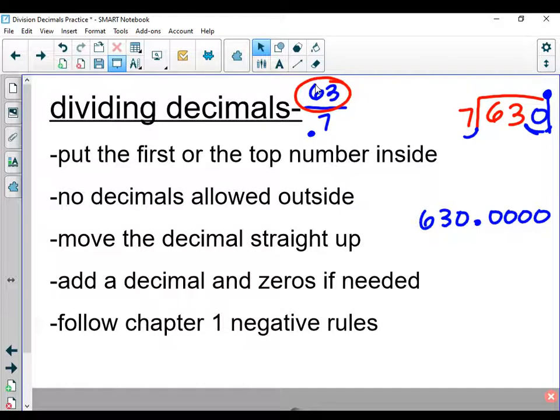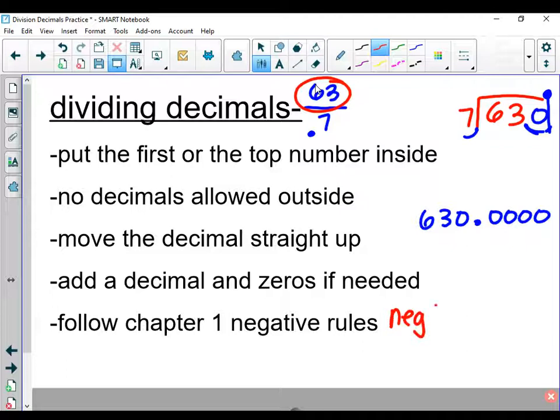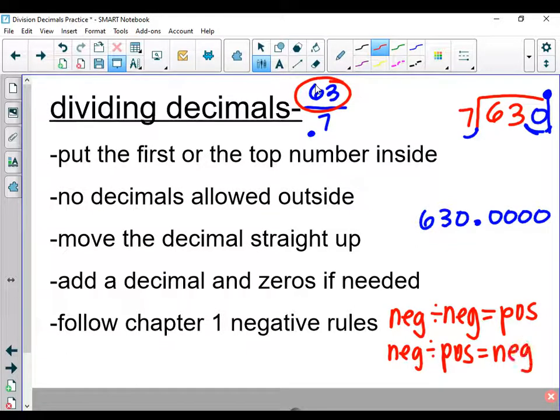And then lastly, those chapter 1 negative rules have followed us. So a negative divided by a negative is a positive, and one of each is how you get a negative. If you need more time to write that, please press pause.